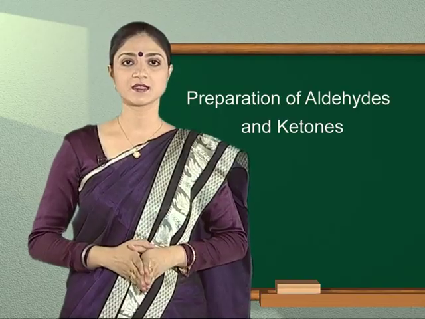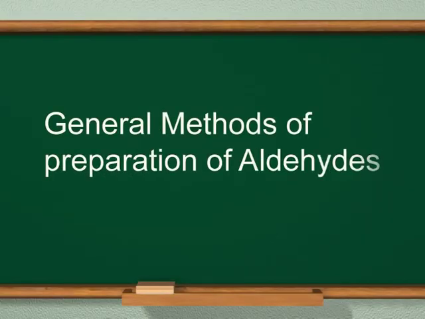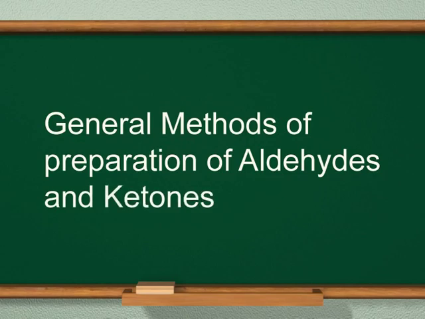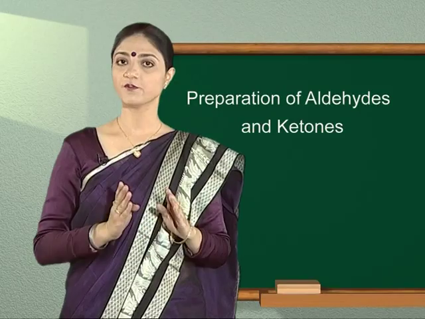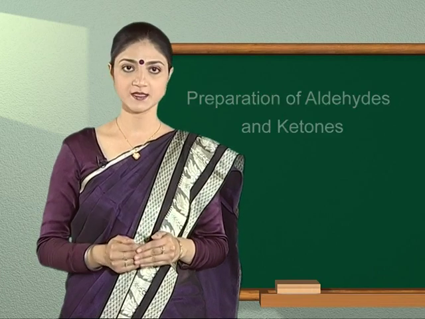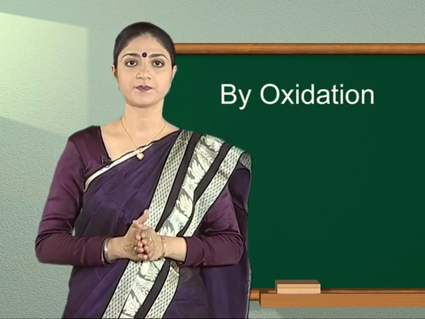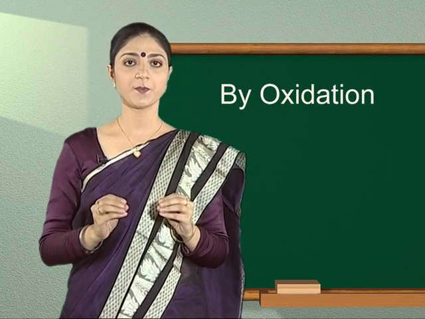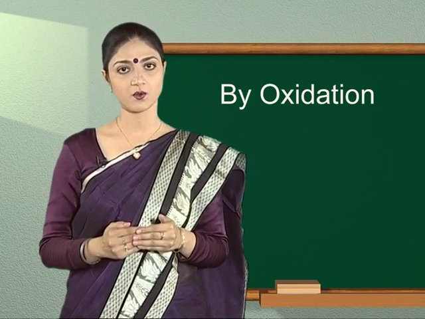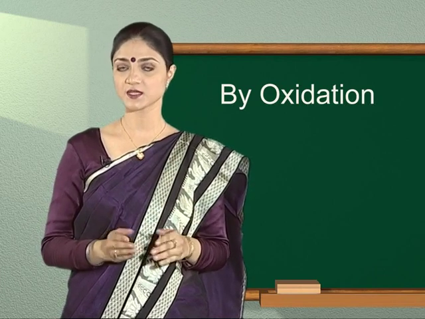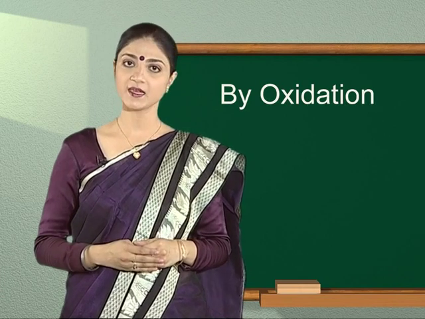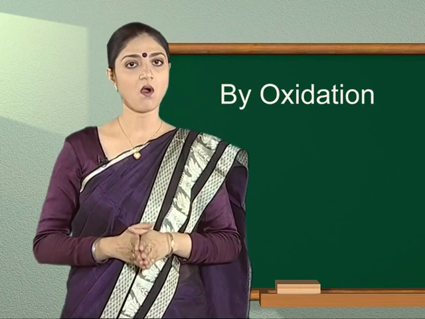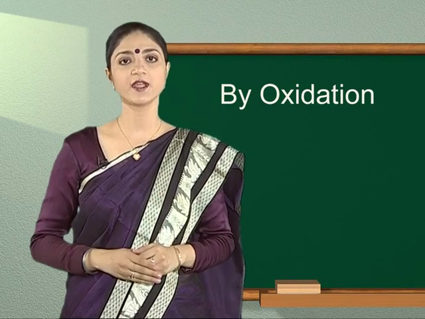Children, let us now discuss general methods of preparation of aldehydes and ketones. Let us discuss the first method of preparation of aldehydes and ketones from alcohols, that is, by oxidation of alcohols. Aldehydes can be prepared by the oxidation of primary alcohols with normal oxidizing agents such as acidified potassium dichromate or aqueous or alkaline potassium permanganate or chromium oxide and sulfuric acid.